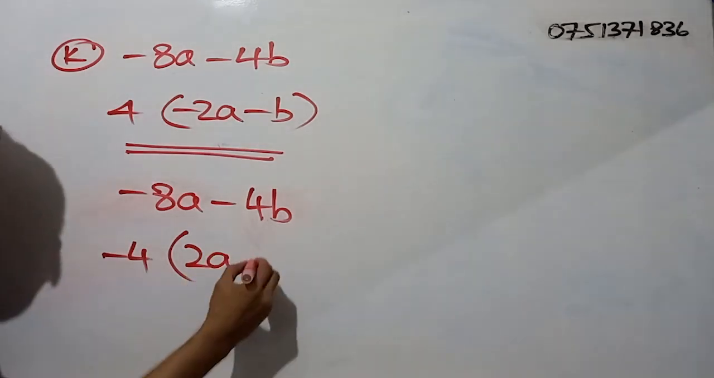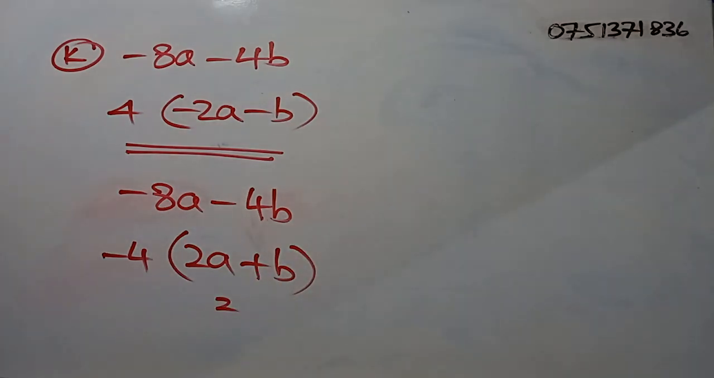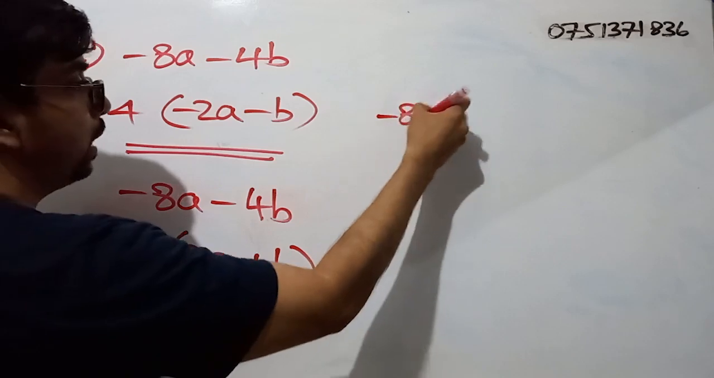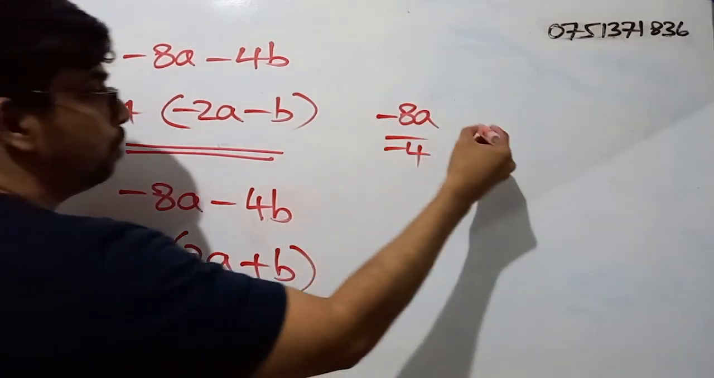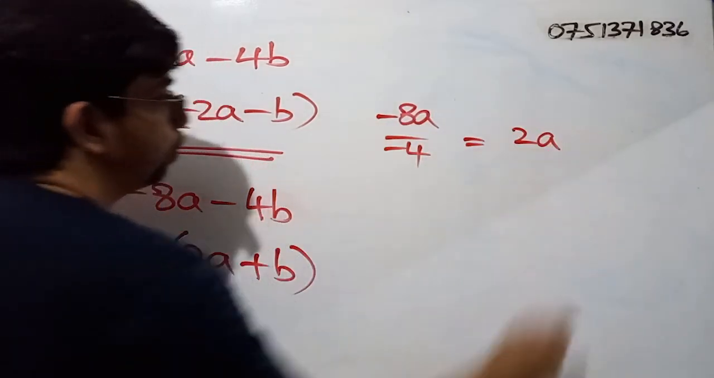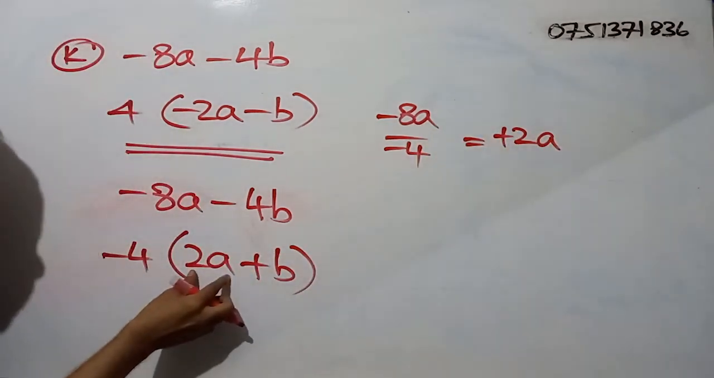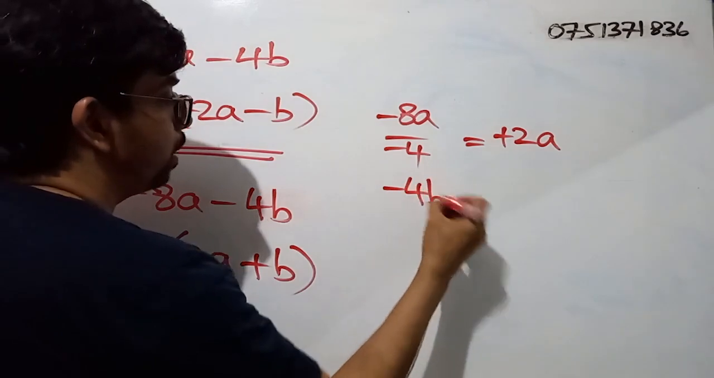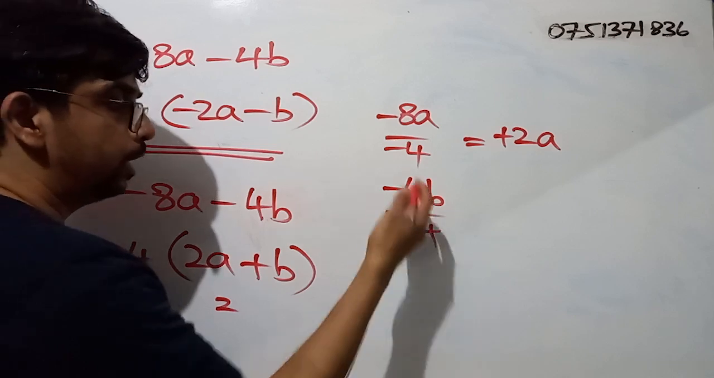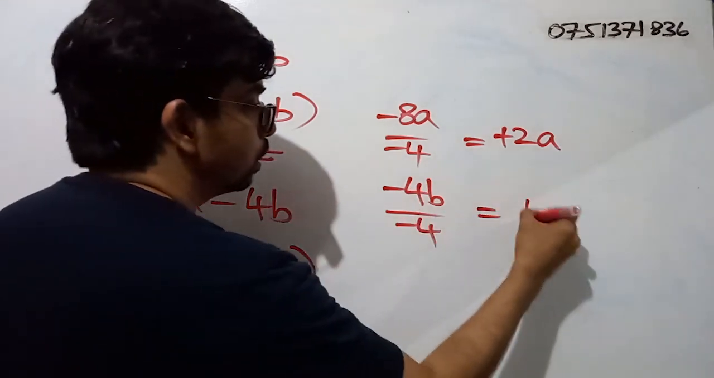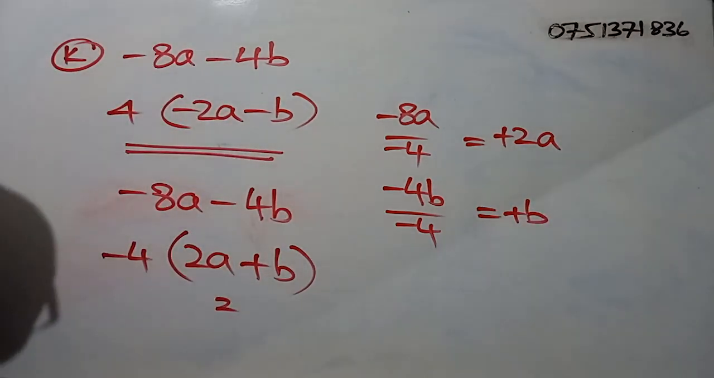Then this term, positive b. This is the answer. So negative 8a, I have to divide by negative 4. 8 divided by 4, that's a 2, followed by a. Negative divided by negative, this is positive. So positive 2a. Then we have negative 4b, we have to divide by negative 4. 4 divided by 4, that's a 1. Negative divided by negative, that is positive. So this becomes positive b. So 2a plus b. So both answers are correct.